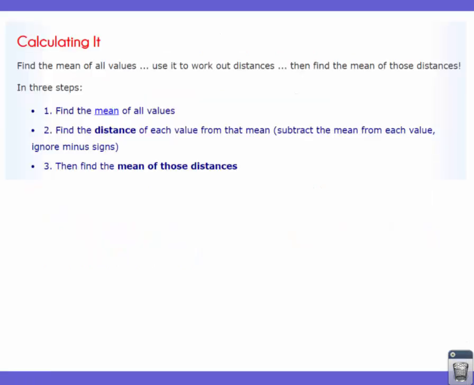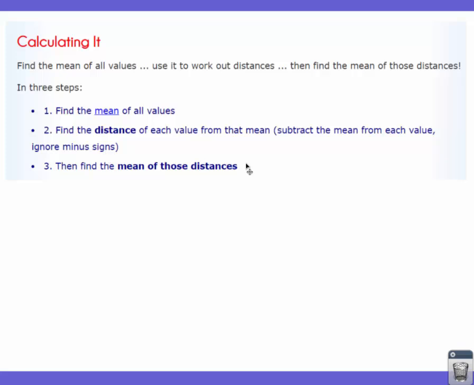First, let's talk about the steps. There are 3 steps that we need to follow in order to find mean absolute deviation. The first thing we need to do is find the mean of our data values. That means whatever values we have, we add them together and divide by how many values we had. Then the second thing is we need to find the distance each one of our values is from the mean. So there's going to be a subtraction problem in there, and we subtract the mean from each value, but ignore the minus sign once we get that on the calculator.